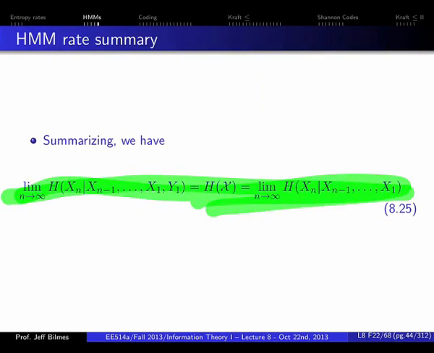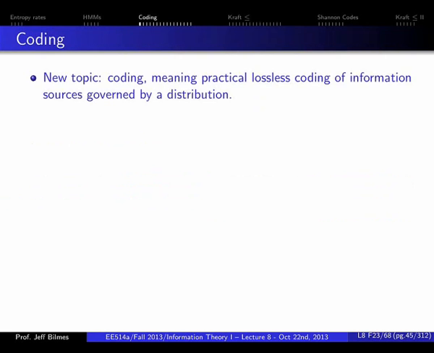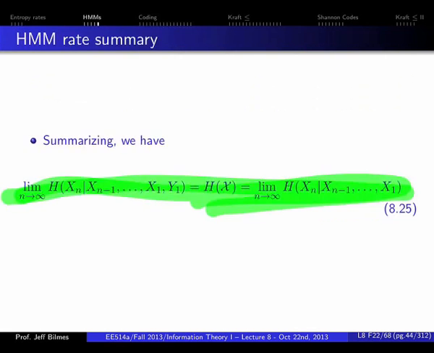Okay, so this is as good a time as any to take a break, because we're going to move on to the next topic, which is coding, and that will be getting into chapter 5 material. So are there any lingering questions on entropy rates of stochastic processes or anything that we've spoken about?